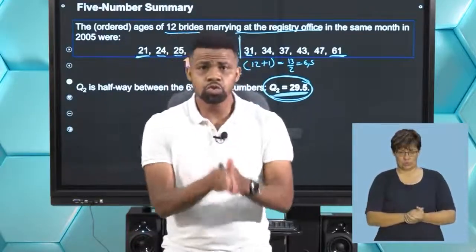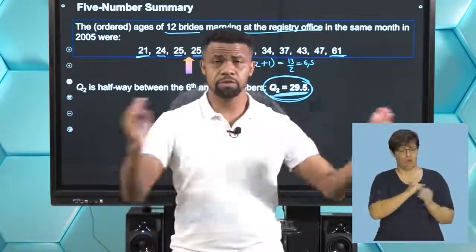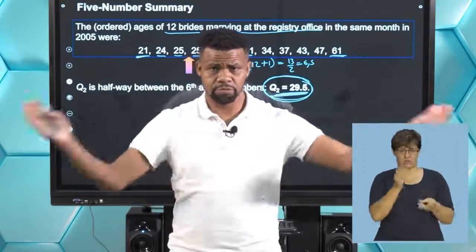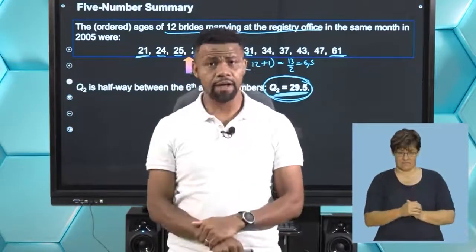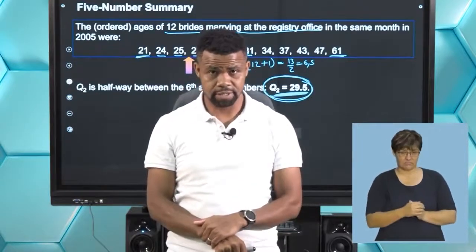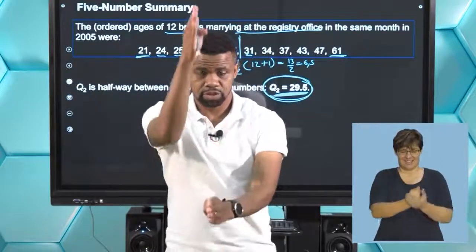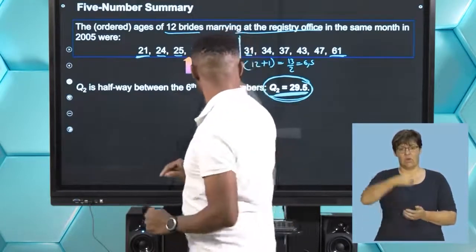We just used a half n plus 1 to find the position. You don't have to do that because you have a small set of data, you can find the middle. Because if you have 12, the middle is about 6.5. Does that make sense? Because you have 6 this side, 6 that side, the middle is just after 6. So our median is 29.5.